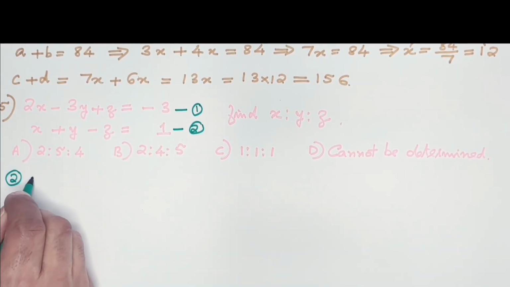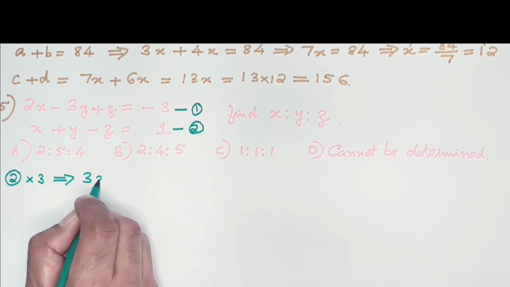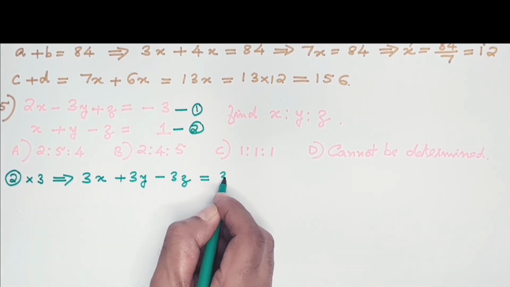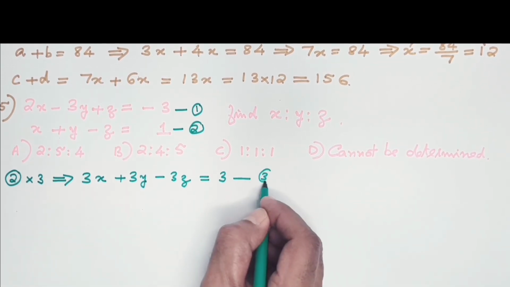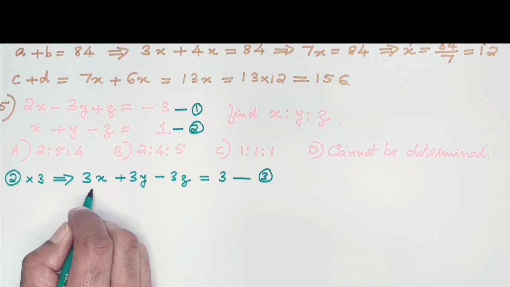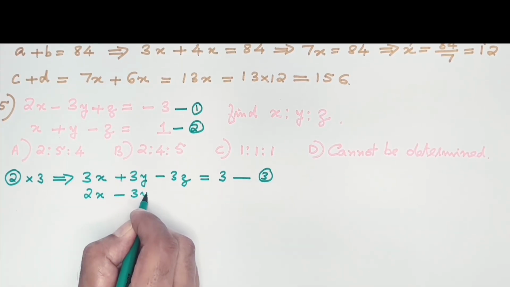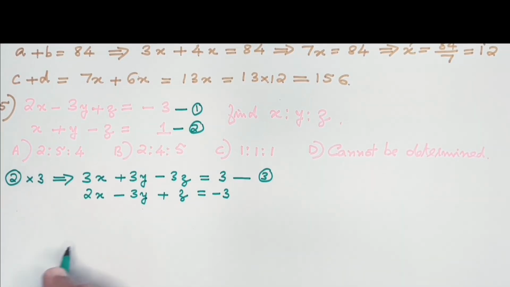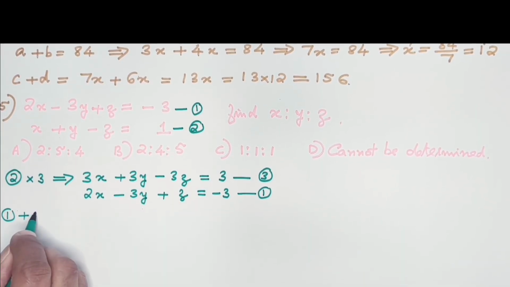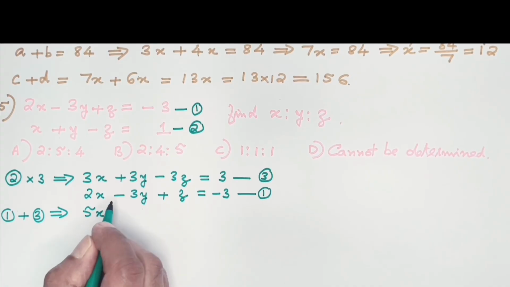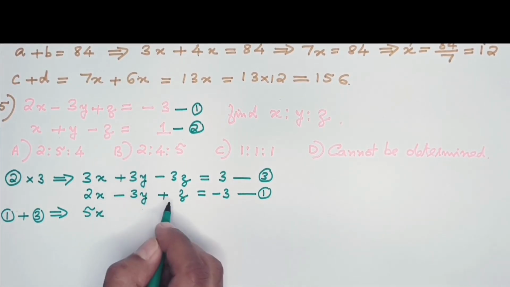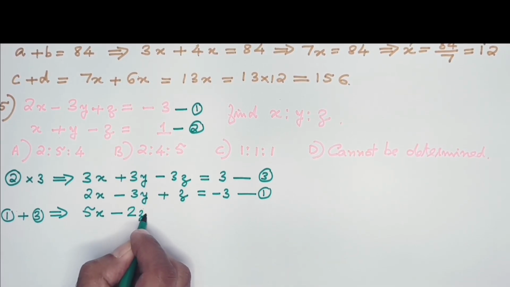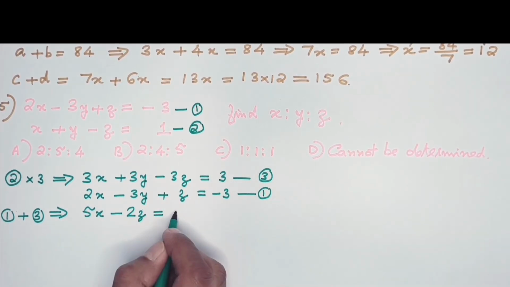Multiply the second equation by 3 throughout. 3x plus 3y minus 3z equals 1 multiplied by 3, which is 3. Call this equation 3. Let me write the first equation below this one: 2x minus 3y plus z equals minus 3. In the next step, we will add these two equations. 3x plus 2x is 5x. Plus 3y minus 3y, these two will cancel out. Here minus 3z, here plus z. On adding, you will get minus 2z, and the right side, plus 3 minus 3, is 0.